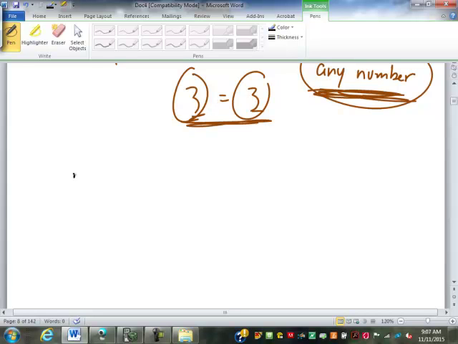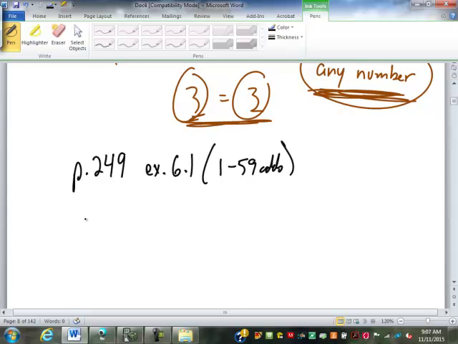To leave you on a confusing note, then, let's do the homework. On page 249, it's exercise 6.1, 1 through 59, the odds. And on page 251, exercise 6.2, 1 through 29, the odds.